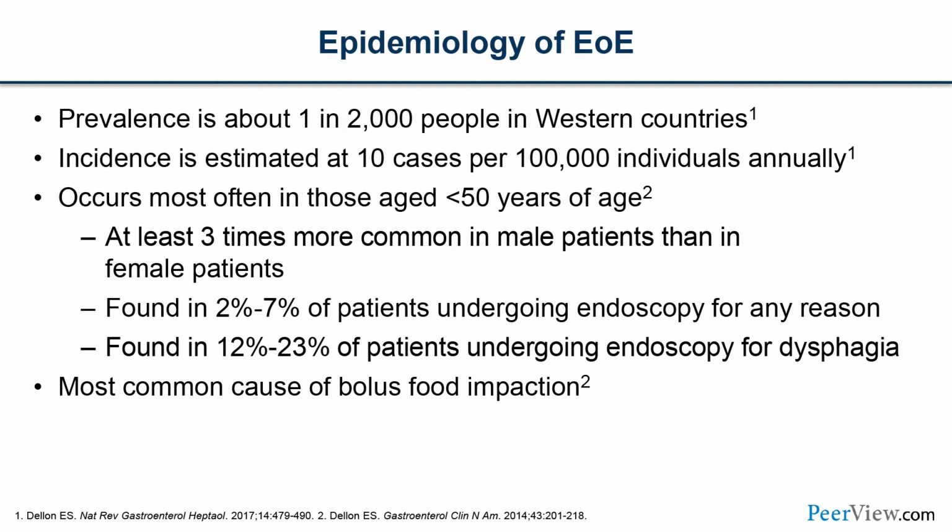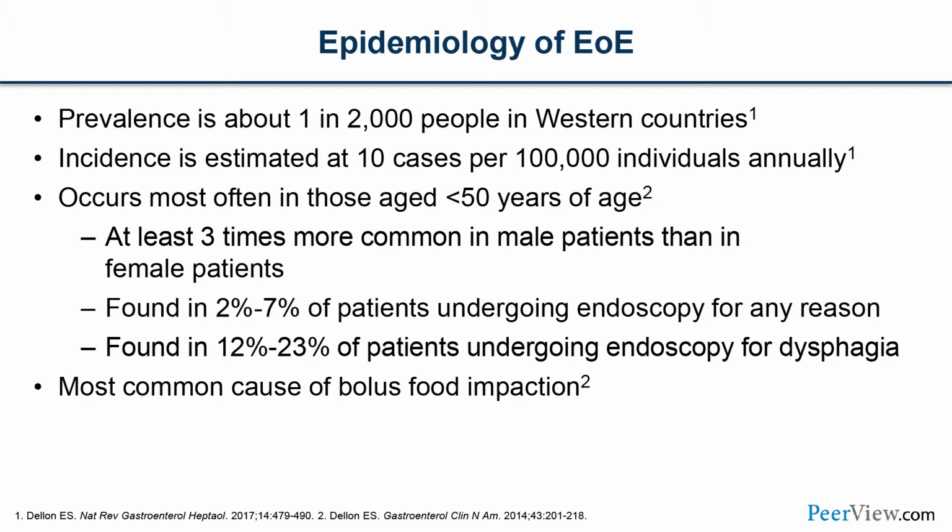In terms of epidemiology, the prevalence is at least 1 in 2,000 people in Western countries, probably a bit more than that now, and the incidence is about 10 per 100,000. The most common age of diagnosis is less than 50, but really diagnosis can occur over the age span. It's more common in males than in females. We don't fully understand the reasons for that yet, though there's some interesting research on that.